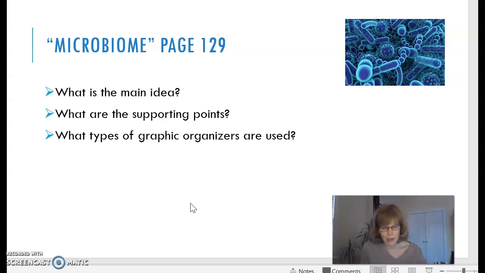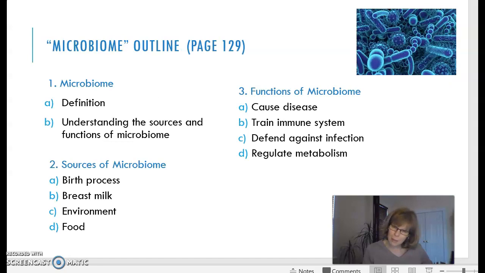And then if I turn the page, I see another chart that shows something about the functions, the positive functions of microbiome and the negative functions of microbiome. So they're using these graphic organizers just to take notes on all the information that is given in these 3 paragraphs. I could take notes. I want to show you, I could use that same information that they're using about microbiome in their graphic organizers, and I could use an outline.